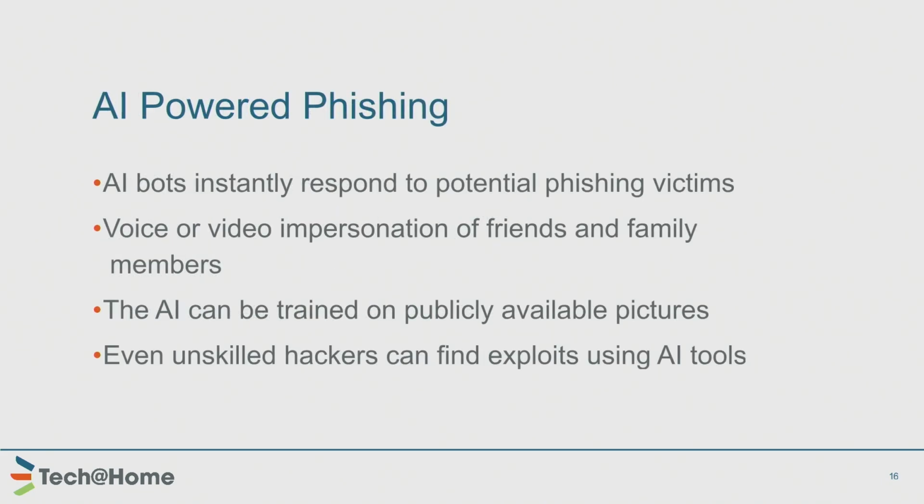AI can be used for phishing. So AI bots will pretty much instantly respond to you if you fall for a phishing scam. They can use voice or video impersonations of your friends and family. So a lot of times we're hearing nowadays, when you answer the phone, don't say your name, don't say hello, this is Tyler, for example, because they can pull that voice clip and then use it to train AI on your voice, and then they'll go over to your grandma and they'll send that voice clip over saying, we need money.